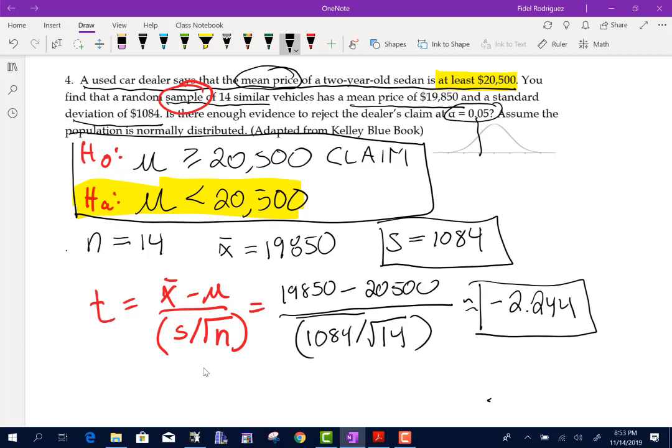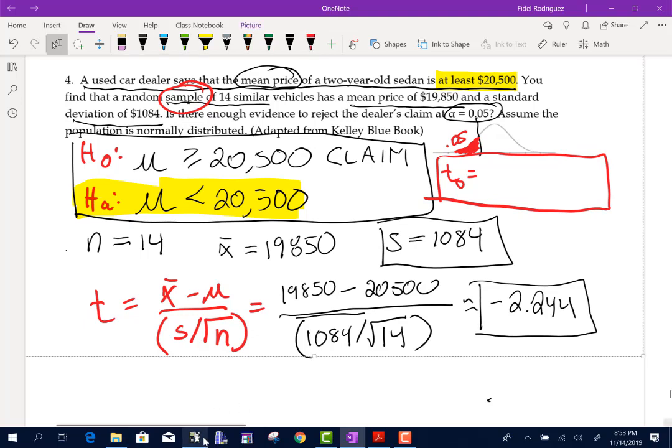So here's my alpha, right? It's telling me that my alpha is 0.05. So that means that the area inside here is 0.05. What I need to do is I need to find that little t value when the area to the left was what area again? But what was the area to the left? 0.05. Okay, so guys, let's not forget how we find that value, right?